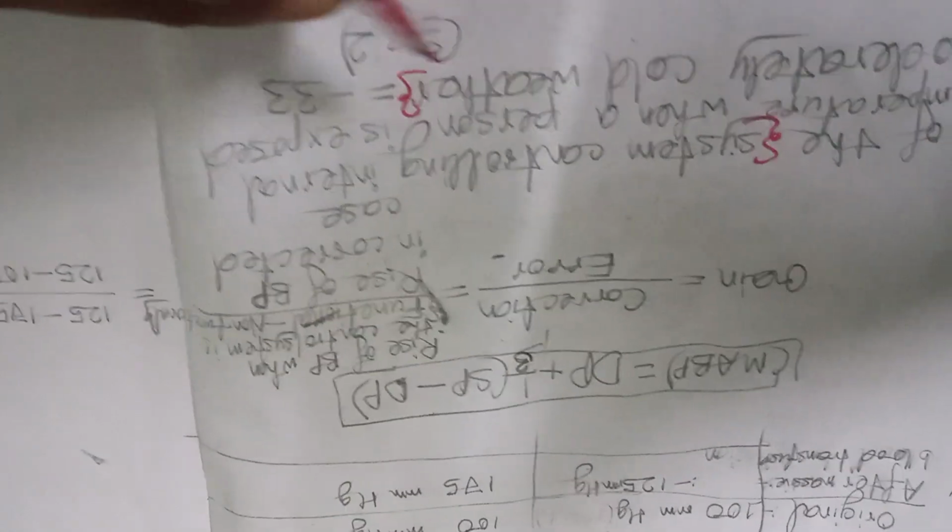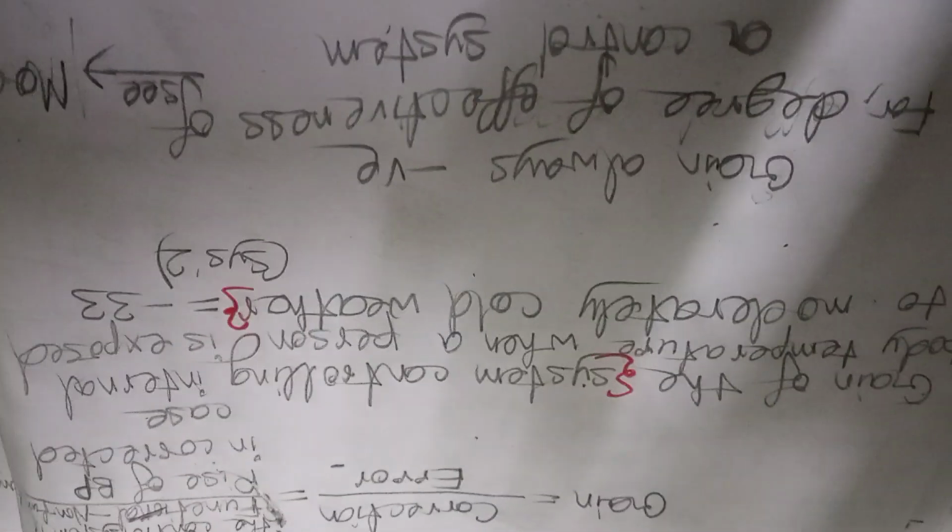Another thing: the gain of a negative feedback control system is always negative, and gain is calculated only for negative feedback control systems. For the degree of effectiveness of a control system, we calculate the modulus of the negative value.